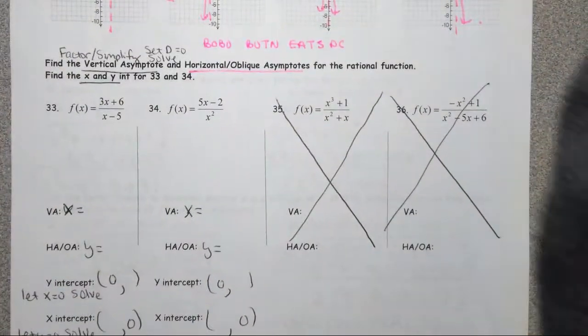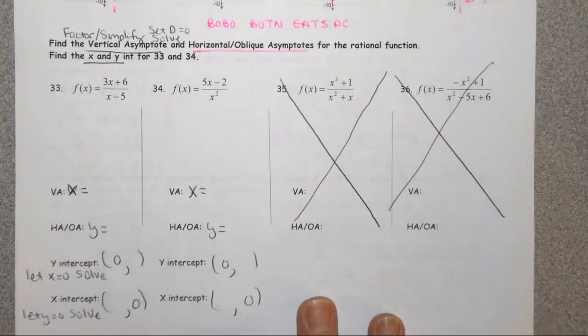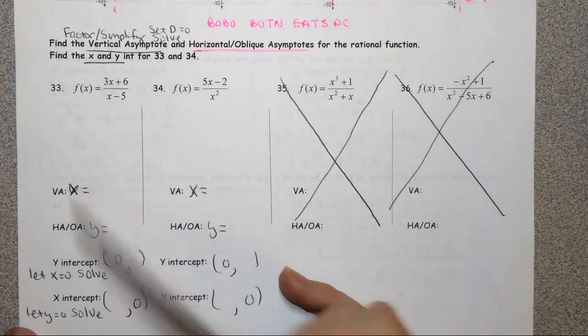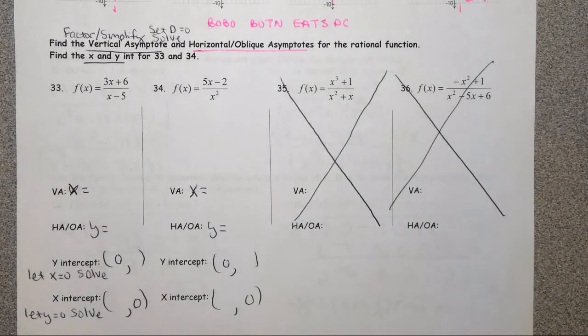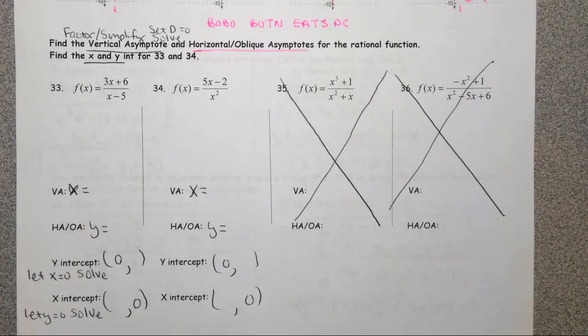Okay, so on the last section, we're going to go ahead and get rid of number 35 and 36. After I keyed the test, I found out we don't really need to do any of that hard, so we're going to keep it a little more similar to the test here. So there are four things to do for each of these two equations. I need to find the vertical asymptote, the horizontal or oblique, the y-intercept, and the x-intercept.